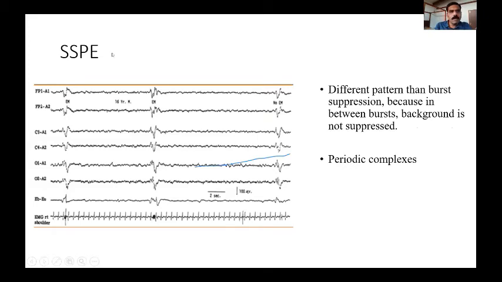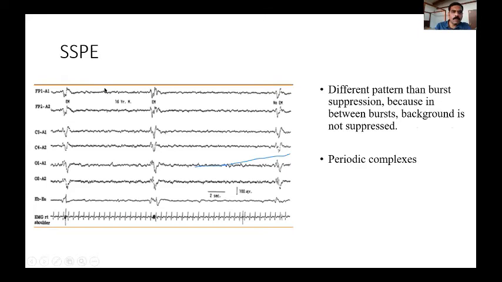EEG also helps in picking up conditions like SSPE. SSPE is subacute sclerosing panencephalitis, and in this condition we get what are called periodic epileptiform discharges. You can see at a particular interval, maybe every 6 to 8 seconds, we get these epileptiform discharges. It's a generalized discharge called GPEDs, generalized periodic epileptiform discharges.